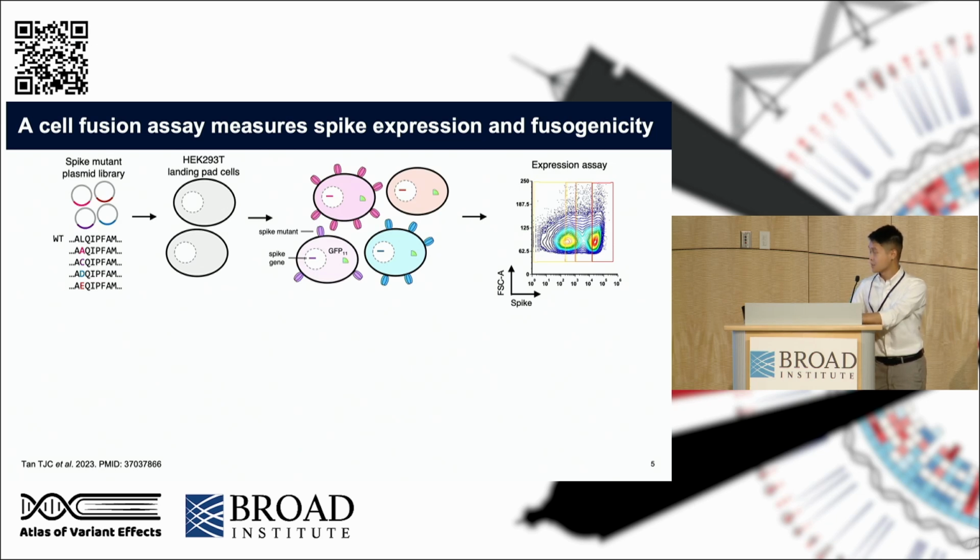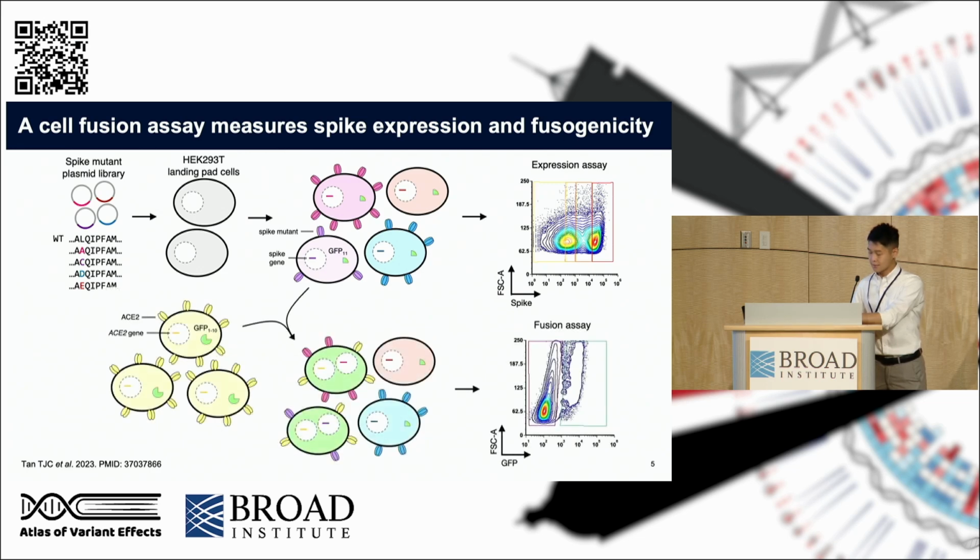These cells also express one half of a split green fluorescent protein intracellularly, which will be useful later on for our fusion assay. We measured the cell surface expression of spike protein through FACS sorting and performed deep sequencing to identify sequences that are high-expressing variants. Then, we created another stable cell line that expresses ACE2 on the cell surface and the other half of the green fluorescent protein intracellularly. We mixed the spike-expressing cell library with ACE2-expressing cells.